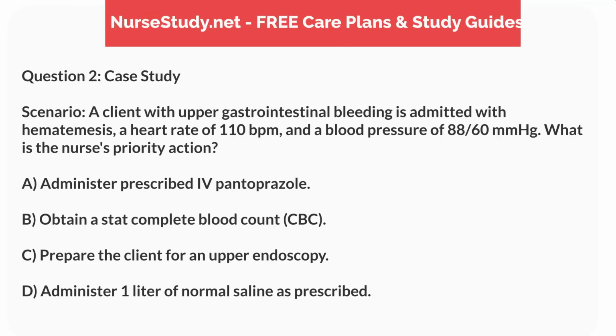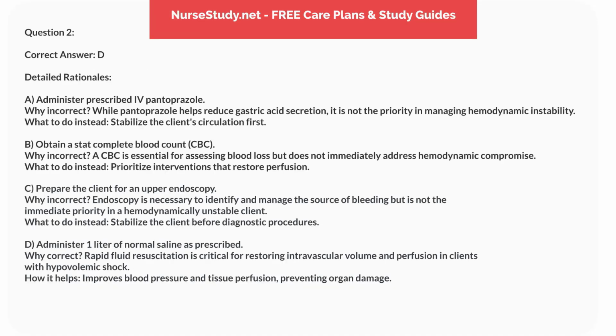Question 2, case study. Scenario: a client with upper gastrointestinal bleeding is admitted with hematemesis, a heart rate of 110, and a blood pressure of 88/60 mm of mercury. What is the nurse's priority action? A. Administer prescribed IV pantoprazole. B. Obtain a stat complete blood count (CBC). C. Prepare the client for an upper endoscopy. D. Administer 1 liter of normal saline as prescribed. Correct answer: D. Detailed rationales.